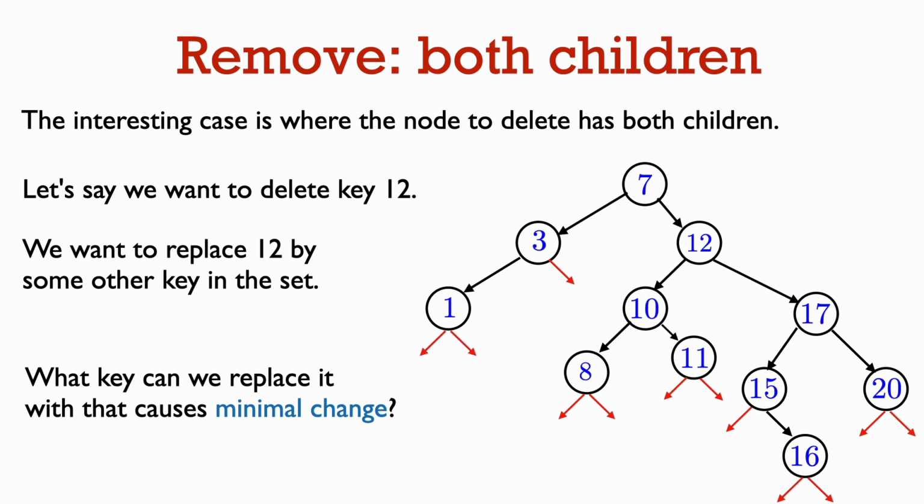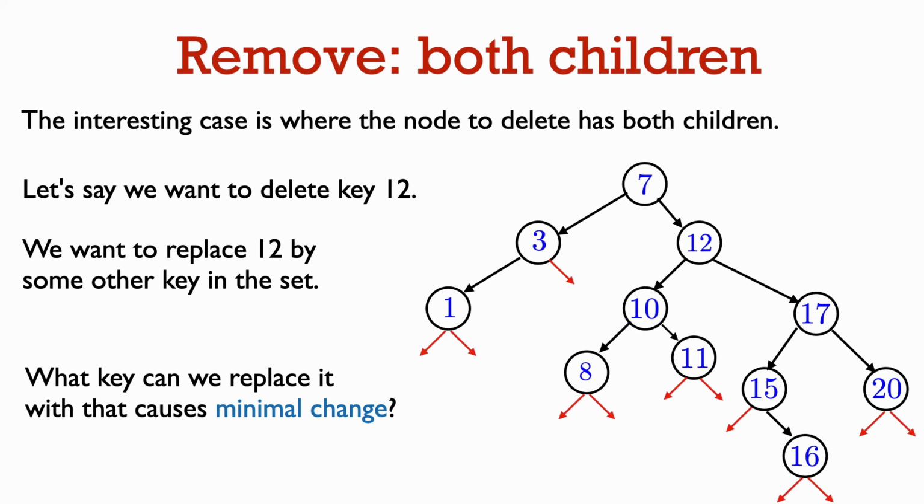Okay, now we get to the really interesting case, where the key to delete has both children. Let's say in this picture we want to remove the node with key 12. We again want to replace the node with key 12 by another node in the tree so that we preserve the binary search tree property. It is critical that we maintain this invariant in the tree.